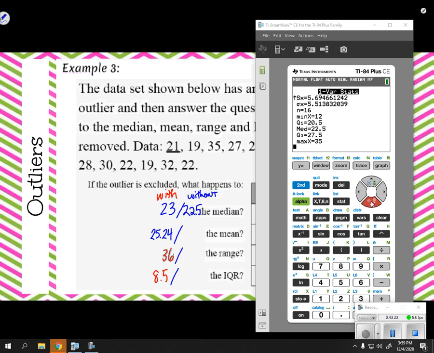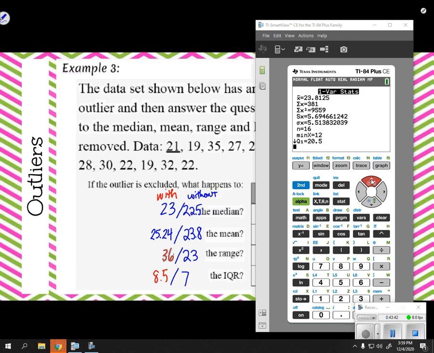I can't see the mean right now. Hang on. The range is 23. The IQR is 7. And the mean is 23.8.